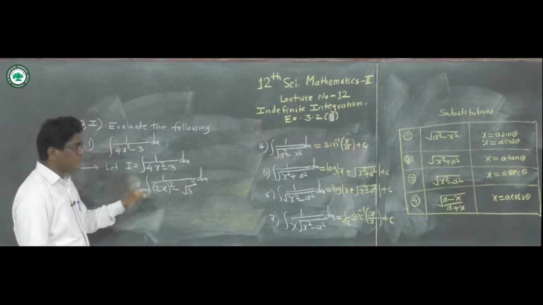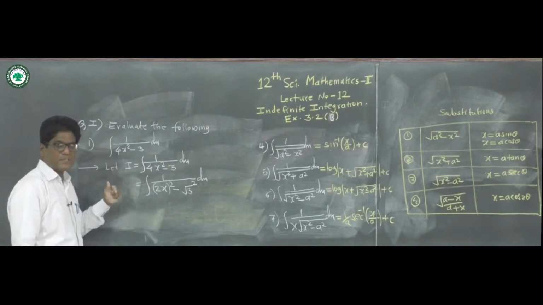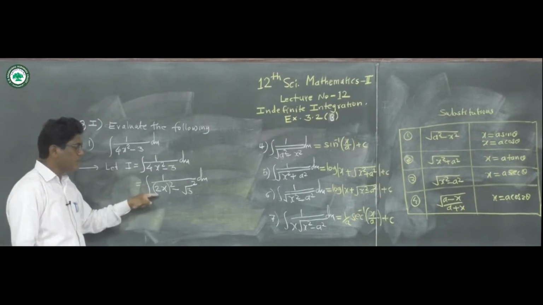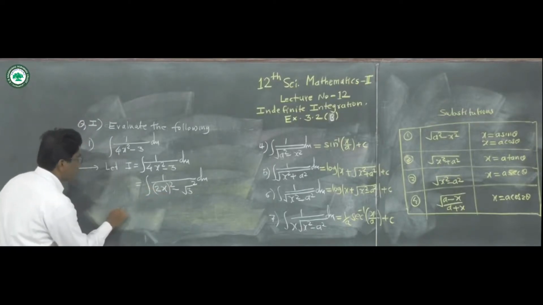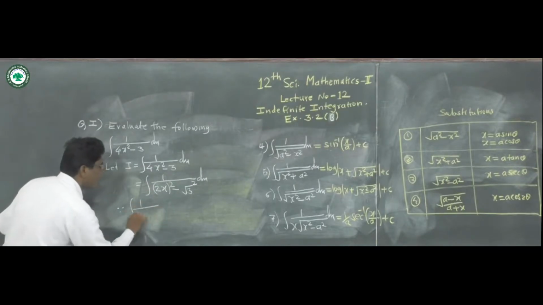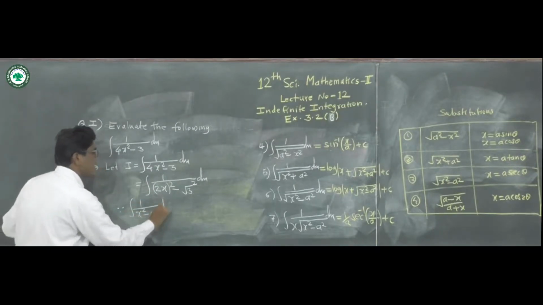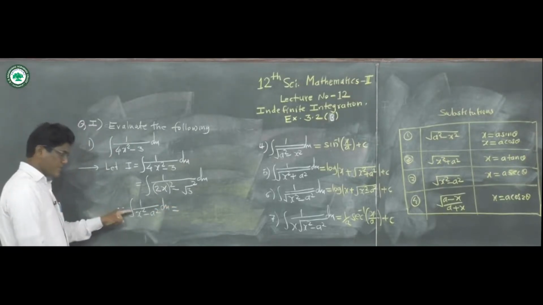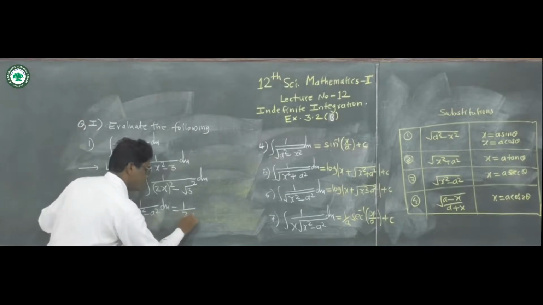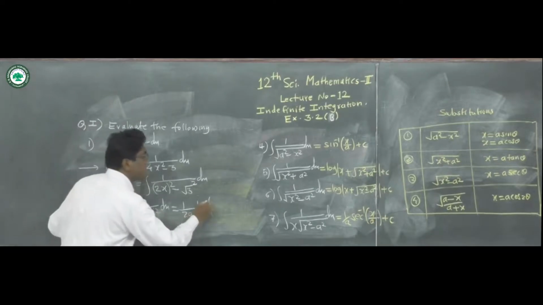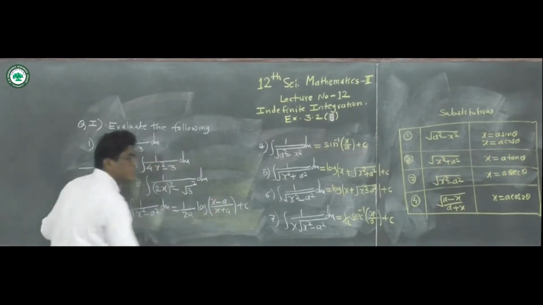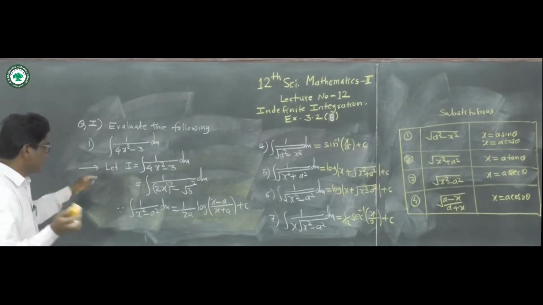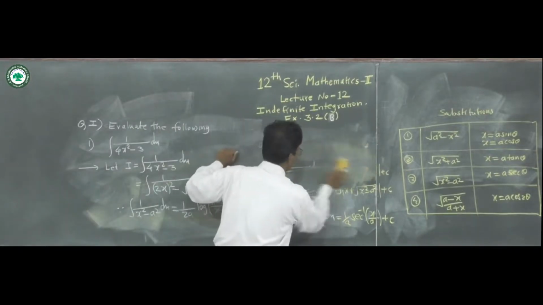And now here use the standard formula which we have learned, the second formula, without root. 1 upon x square minus a square. I write here the formula: integration of 1 upon x square minus a square dx is equal to 1 upon 2a log of (x minus a) in the numerator, divided by (x plus a), plus constant of integration. This is the formula.